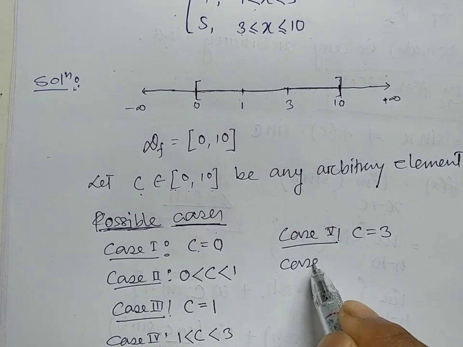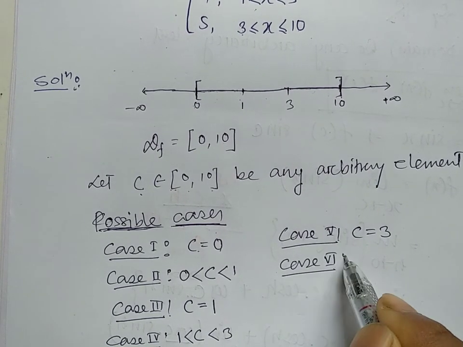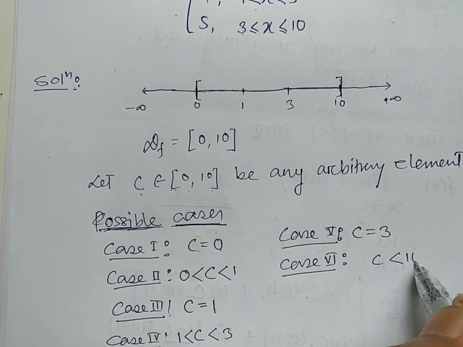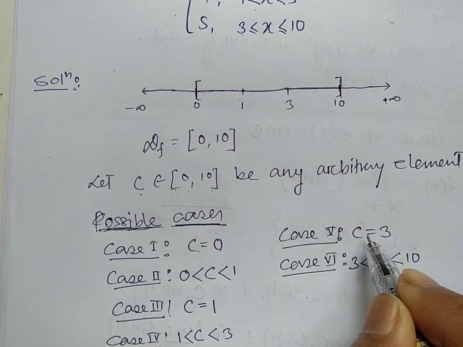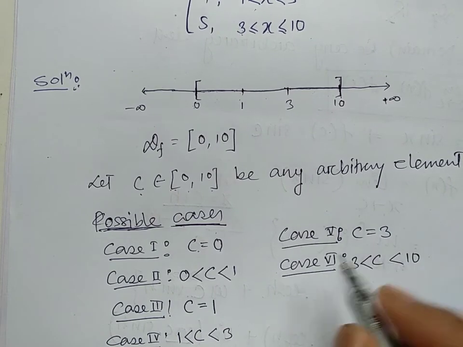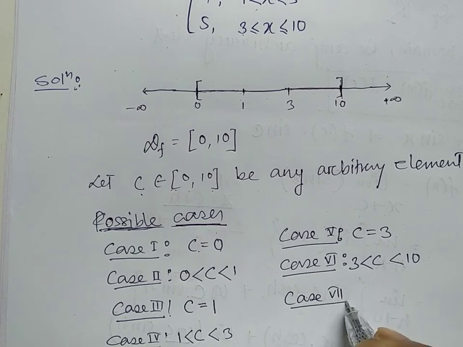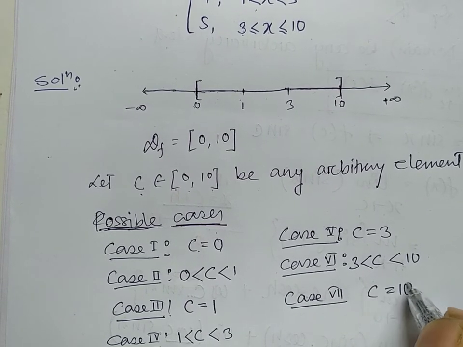Case 6. Okay. So c lies between 3 and 10. Last one, case 7. Okay. C is equal to 10.